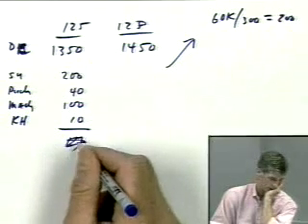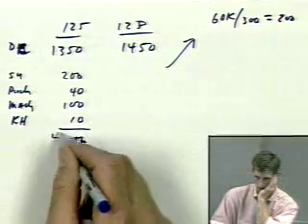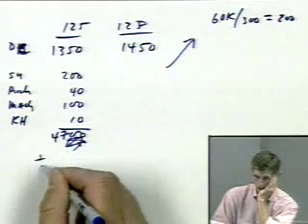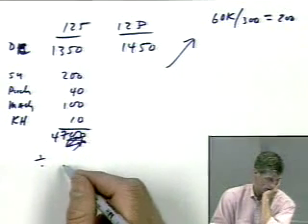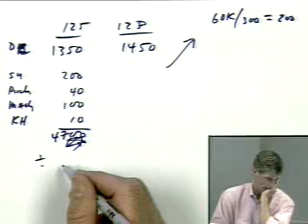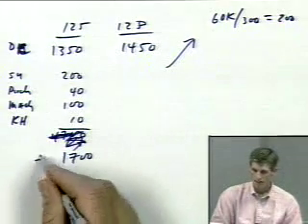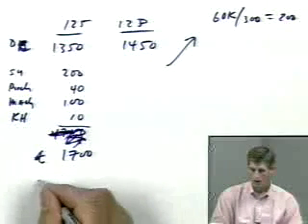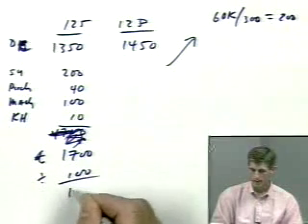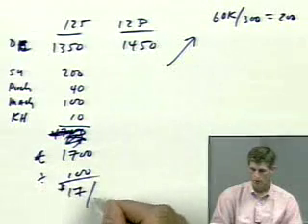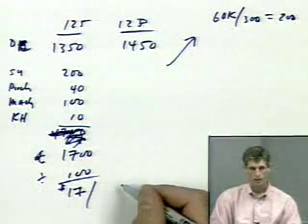Oh, excuse me, we don't get 17. We get 1,700. We divide through by 100 units and get $17 per unit. Does that make sense, everybody?